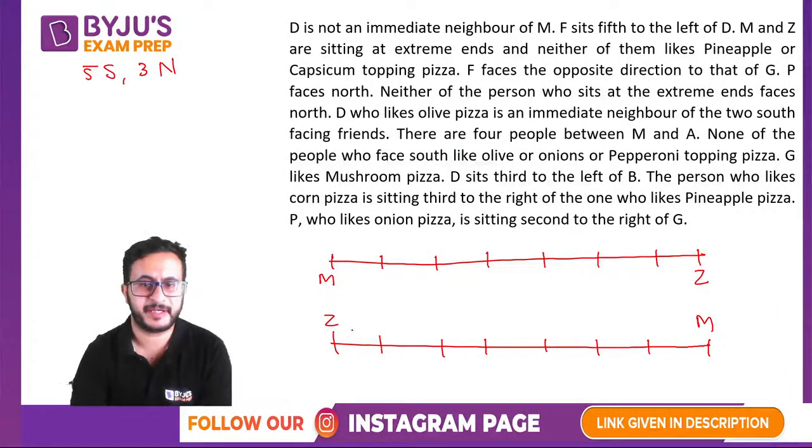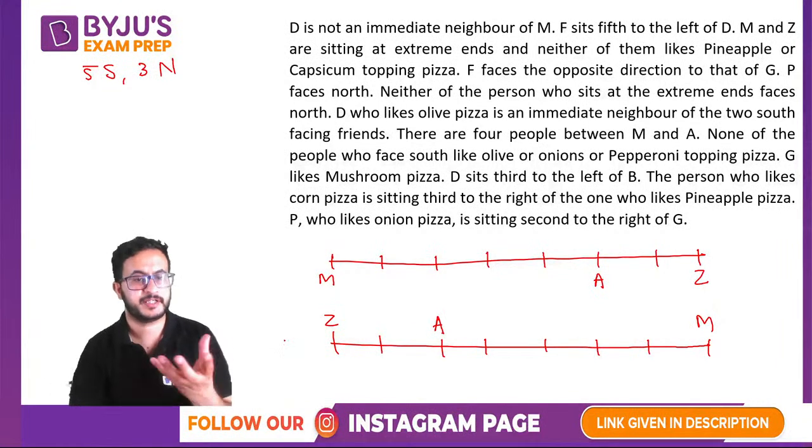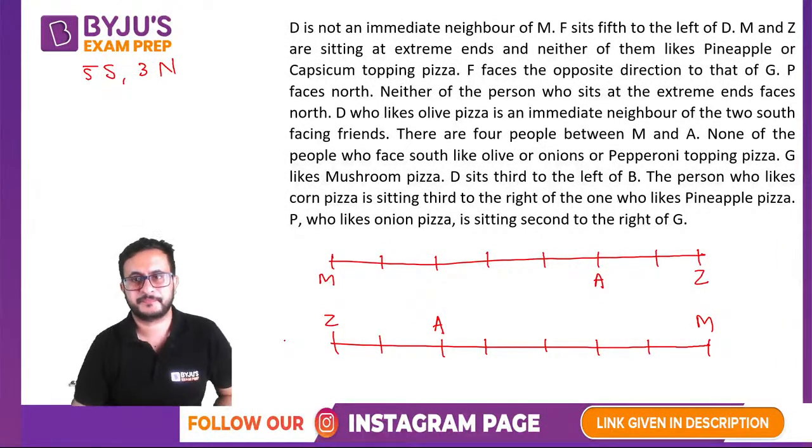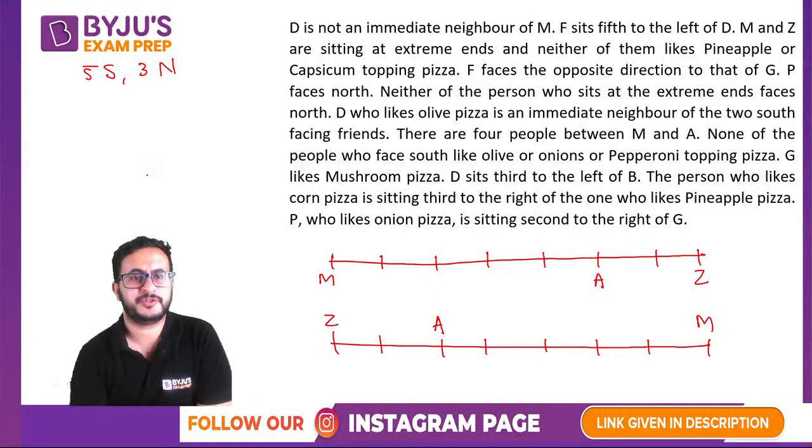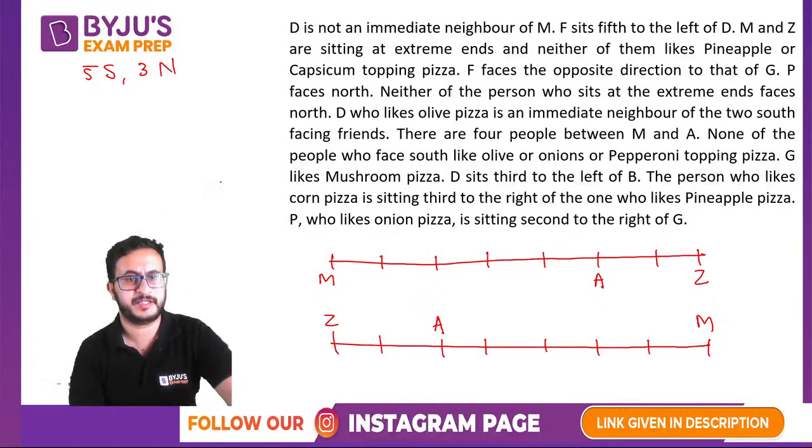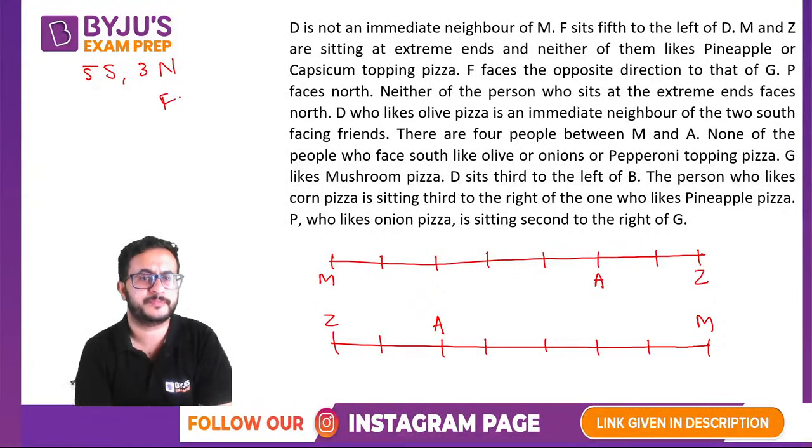Then we have four people between M and A. So if we put M here, 1, 2, 3, 4, this person will be A. If we put M here, this person will be A. Right? Direction, don't worry about at this stage. Now, one more thing, the first thing that you should look for is fixed position. If you get a fixed position, that is well and good.